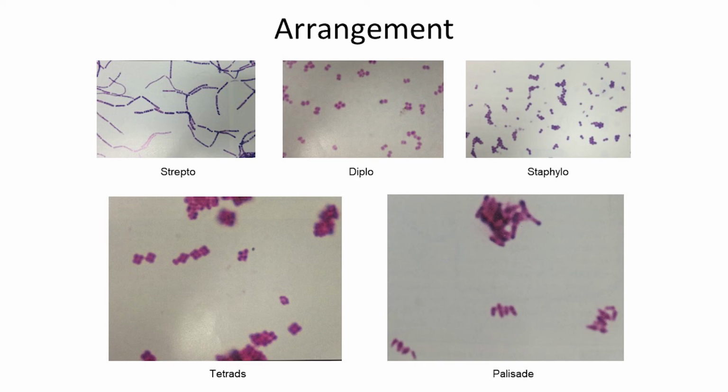The last one here is staphylo on the top, and staphylo is grape-like clusters, so they're little packets of them. This is typically only going to be cocci. You're not going to find this in bacilli. So staphylo tends to be cocci, and you can see it's this nice little grape-like clusters all clumped together. Now, if you look over here on the bottom, we can see tetrads, which is also only cocci, but you can see it's got a repeating pattern of 4.